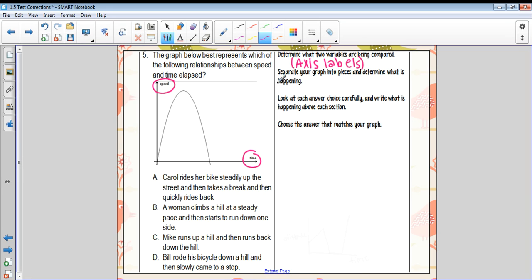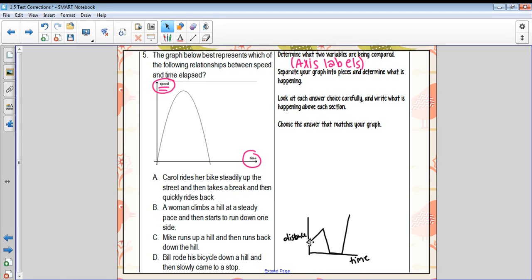Okay, that changes a lot of things when you're thinking about what you're thinking here. So remember, we're doing speed, not distance. Now we're going to separate your graph into pieces and determine what is happening. What I mean by that is you look and you kind of think, where is this thing changing? So if, for instance, I had a graph that looked kind of like this one, I would look and say that I have a chunk right here. Everything changed after this point. I have a little chunk right here, and then I have a chunk here. And I would go and talk about what do all of these pieces mean individually.